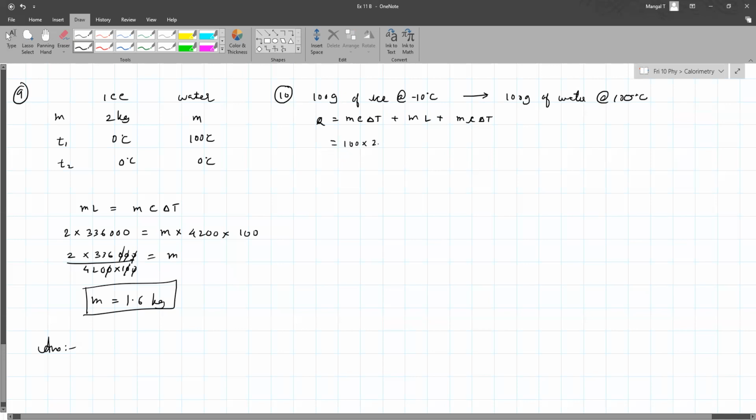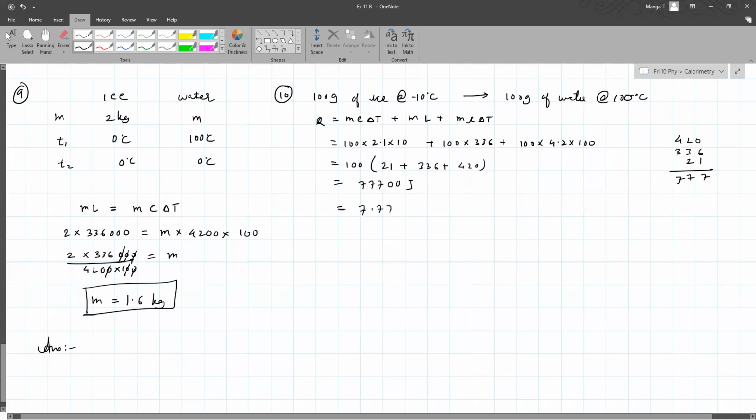and then you need to take the water to 100 degrees. So this will be 100 times 2.1 times 10, plus 100 times 336, plus 100 times 4.2 times 100. To make the calculation easier, you take the 100 out: 21, 336, and this is 420. So 420, 336, and 21. So this will be 777, which gives 77,700 joules, which can be written as 7.77 times 10 to the power 4 joules.